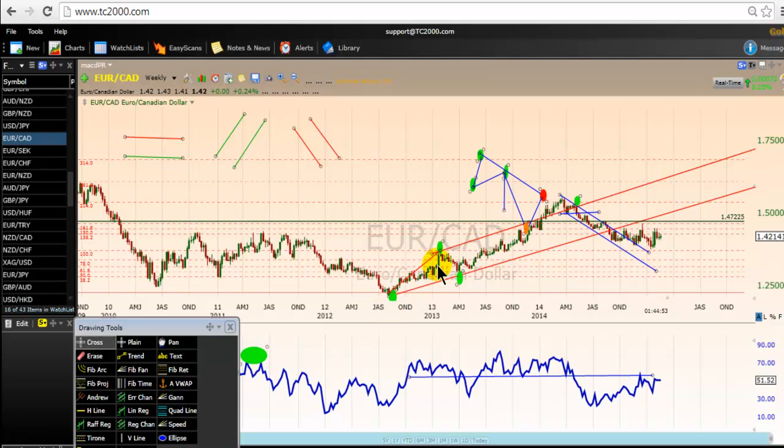You see here, I've drawn a Fibonacci extension, and you can see that this level here, where I draw the horizontal line, is the 161.8% Fibonacci extension in relation to the move from here to here.